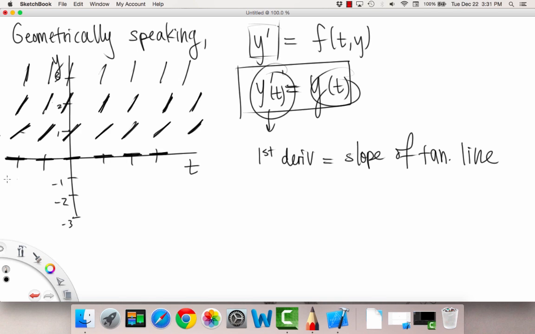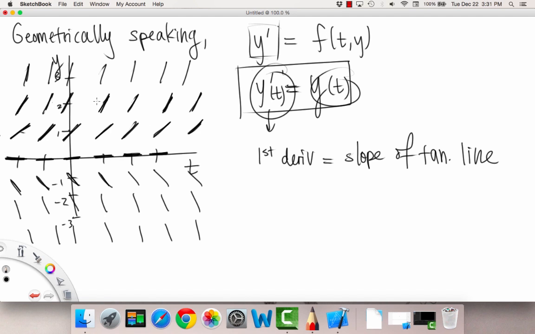Now let's look below the t-axis, where we have negative 1. When y has a value of negative 1, our slope is negative 1 at each of these, pointing down like that. Then it becomes steeper and steeper, but this time with a negative slope. So everything is basically growing away from the t-axis as time goes along. So what's going on here? This is like our general solution.